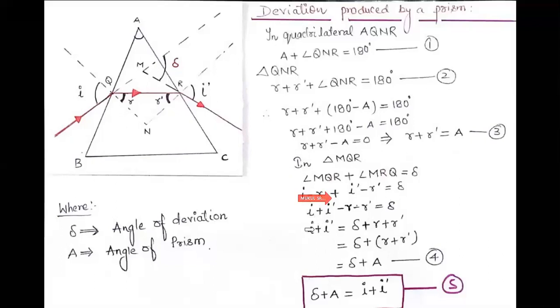Now further, if you see that I plus I dash equals delta plus R dash. In this equation, R plus R dash can be replaced by A. So we put A plus delta equals I plus I dash. Now we have the relation that the sum of the angle of deviation and the angle of the prism is equal to the sum of the angle of incidence and the angle of emergence made by the rays from the normal.